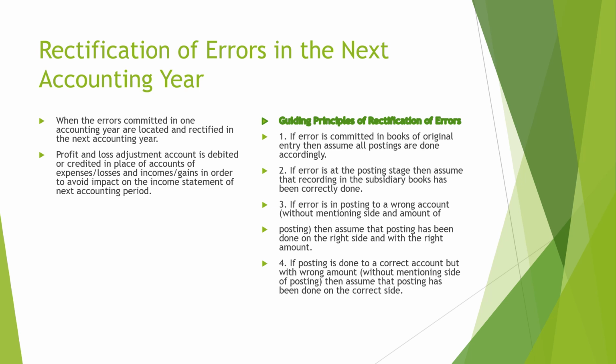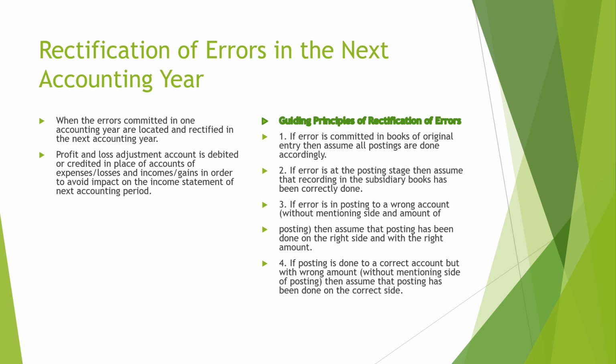Another is rectification of error in the next accounting year. Very important. When the errors committed in one accounting year are located and rectified in the next accounting year, profit and loss adjustment account is debited or credited in place of expenses, losses, income, gains, in order to avoid impact on the income statement in the next accounting year.